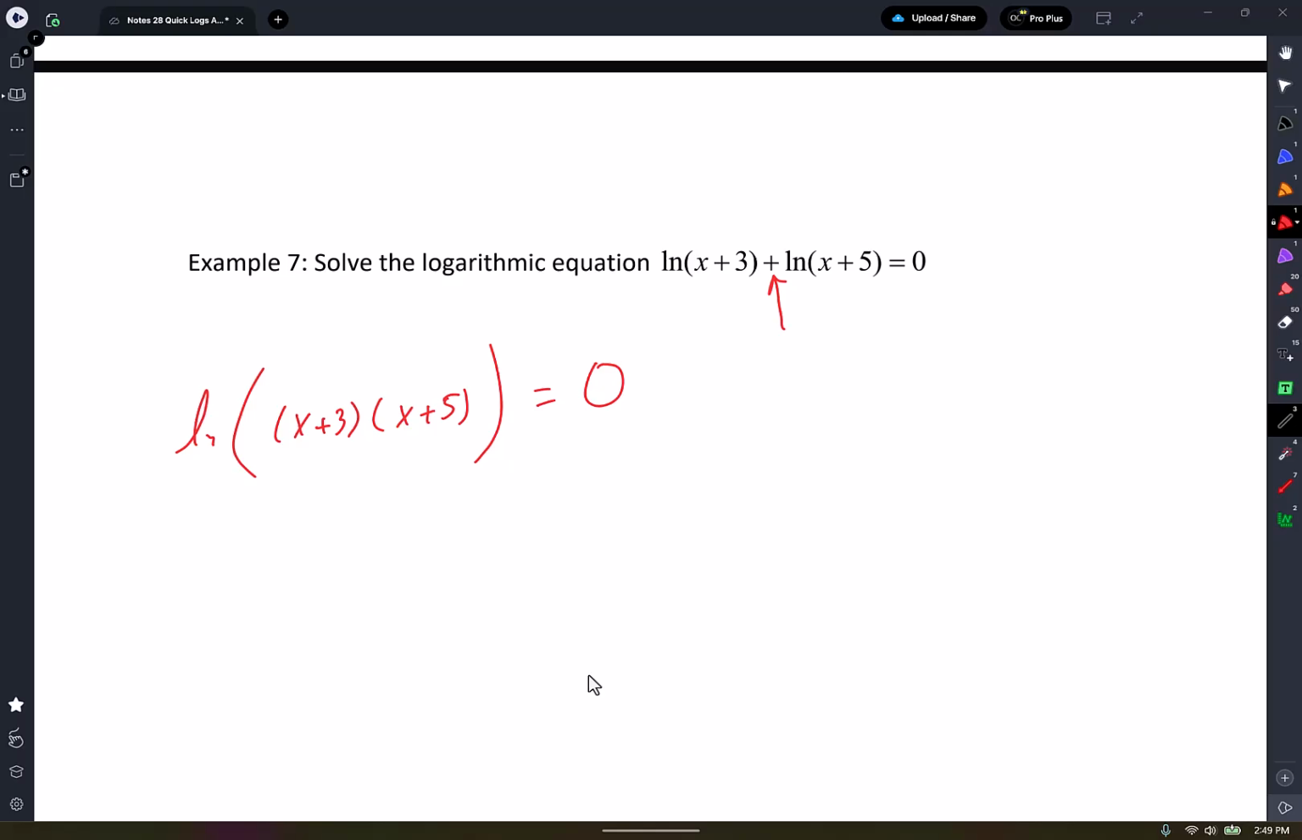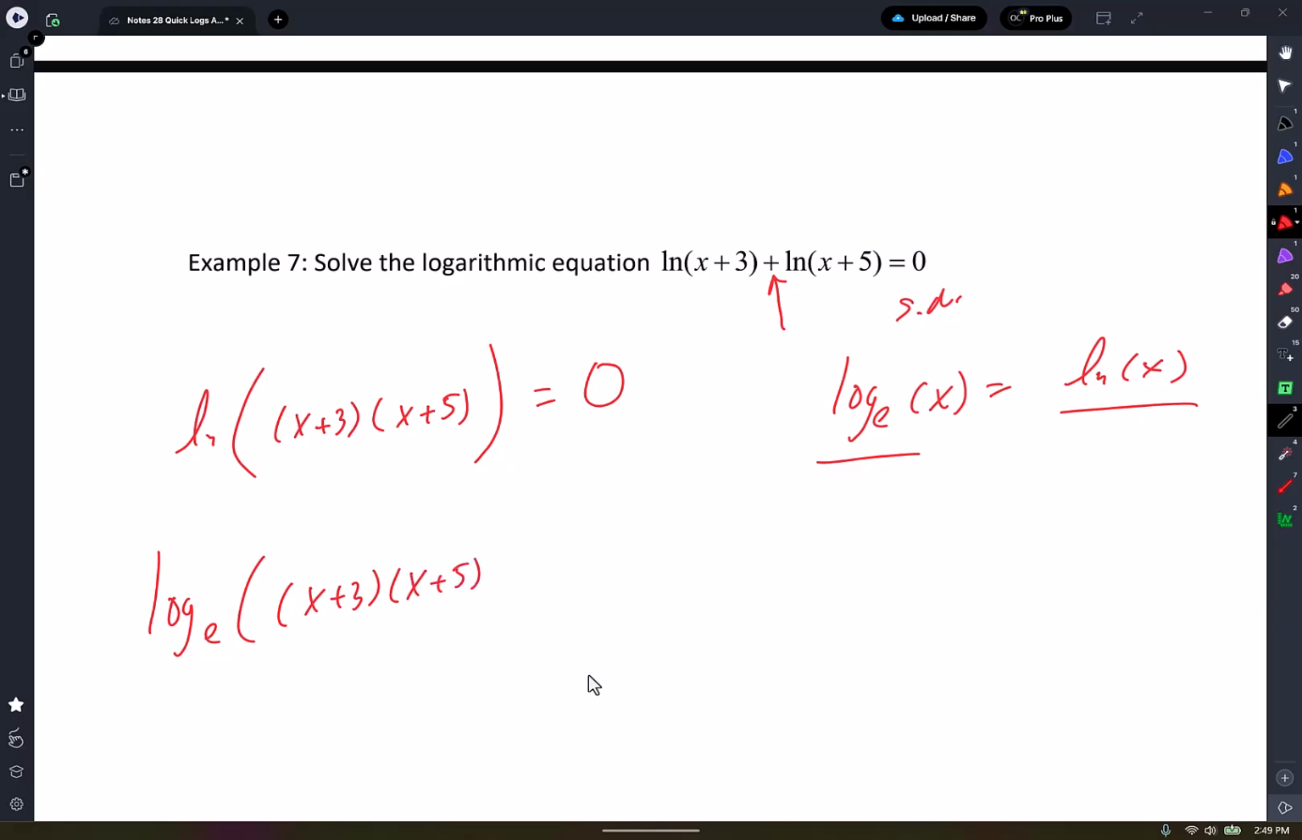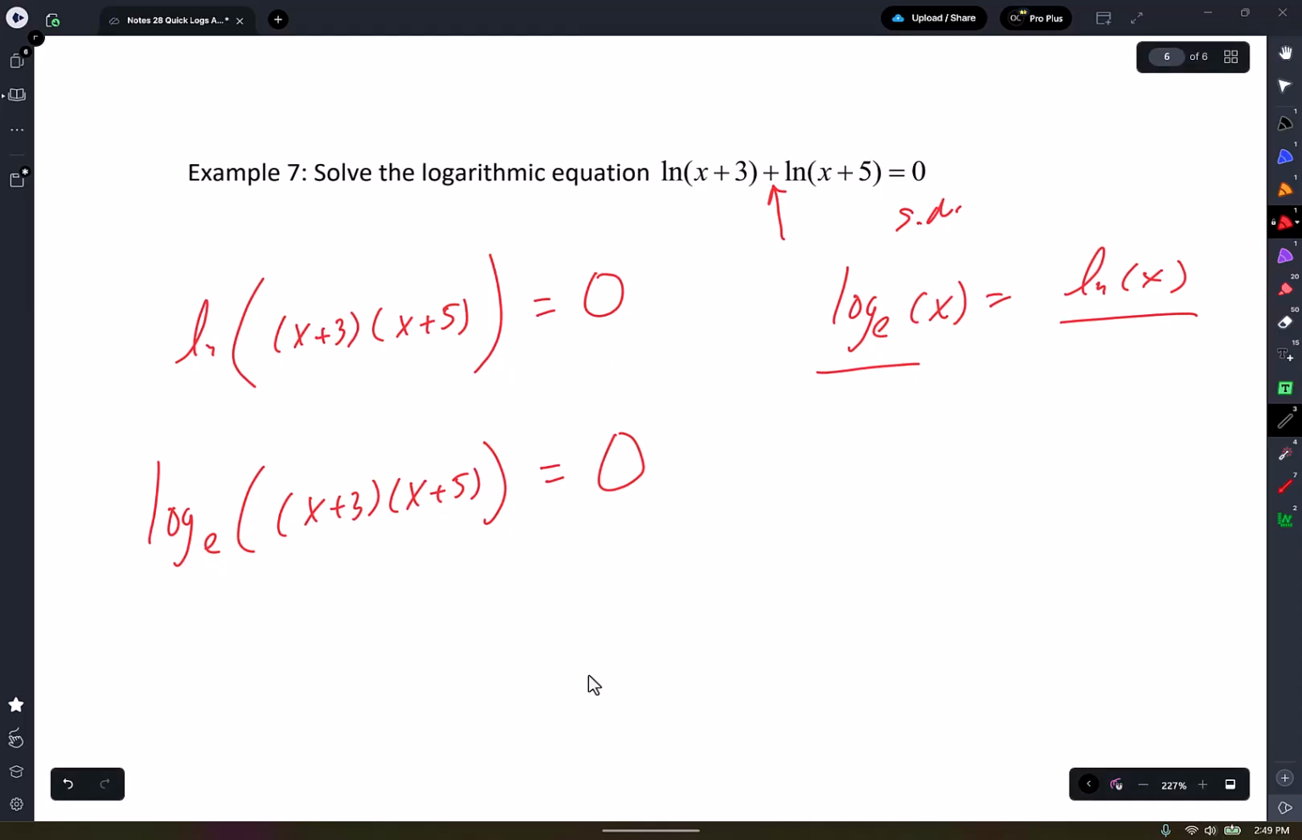Next, I'm going to turn this into a log. You guys probably like logs better, so let me put it on the side. Side note: log base e of x equals ln of x. Knowing that, from the change of base properties, I'm going to turn this into log base e of (x plus 3)(x plus 5) equals 0.